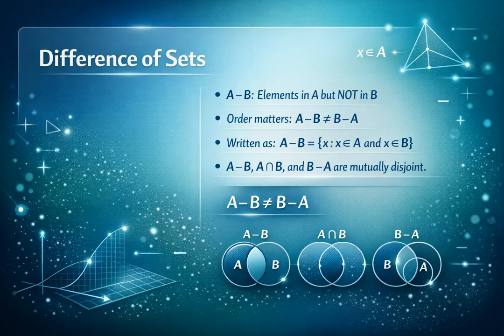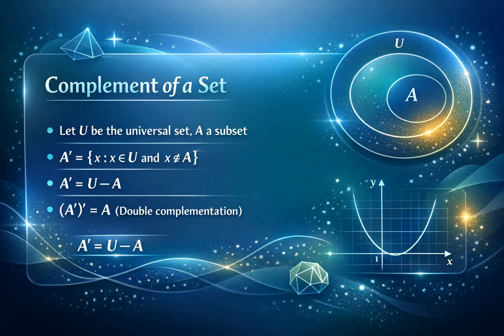A minus B is not the same as B minus A. Interestingly, the three sets A minus B, A intersection B, and B minus A are all mutually disjoint. The complement of a set A, denoted A prime, is the set of all elements in the universal set U that are not in A. In other words, A prime equals U minus A. An interesting property is that the complement of A prime gives back A itself. This is called double complementation.